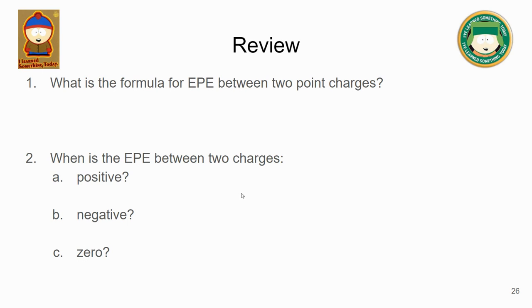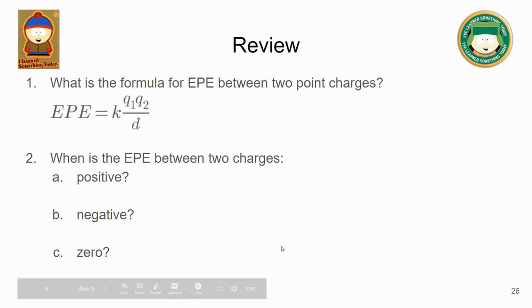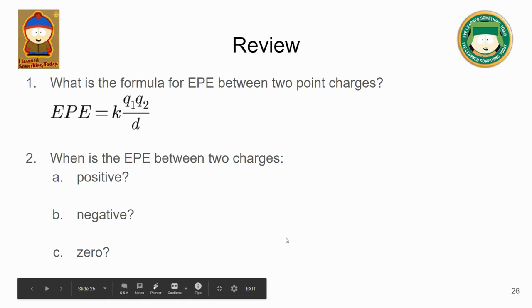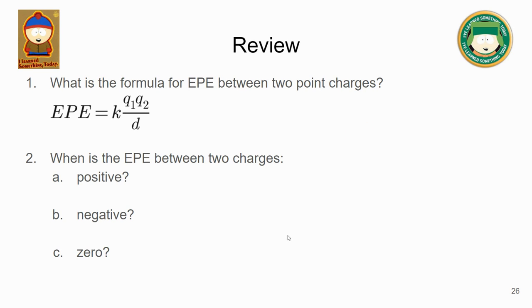So yeah, conservation of energy. So the review questions. What is the formula for EPE between 2 point charges? EPE equals K Q1 Q2 over d. And of course, I will give you this equation, but it will be helpful if eventually you memorize it.